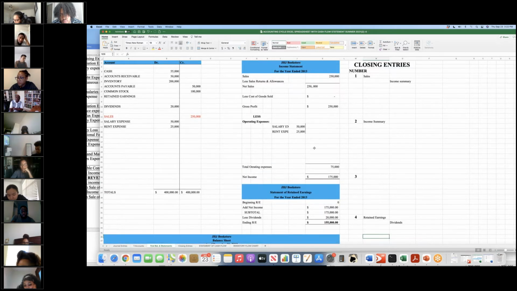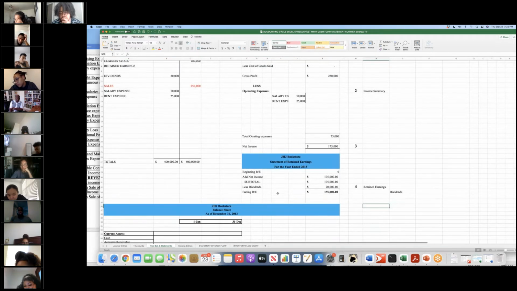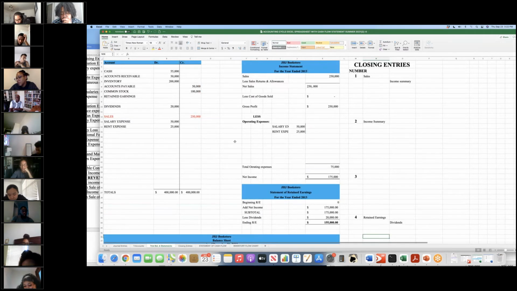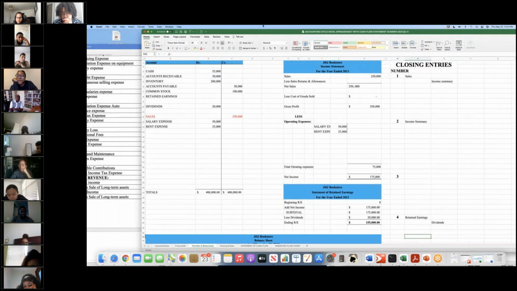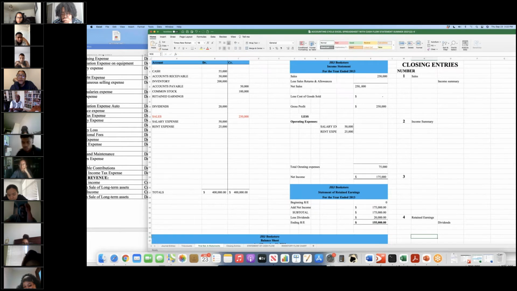So we now have learned how to prepare an income statement. We learned how to prepare a statement of retained earnings. Income is how much income we had, these bottom items. The statement of retained earnings shows how much of this income we keep in the business. Now we're ready to do a balance sheet.